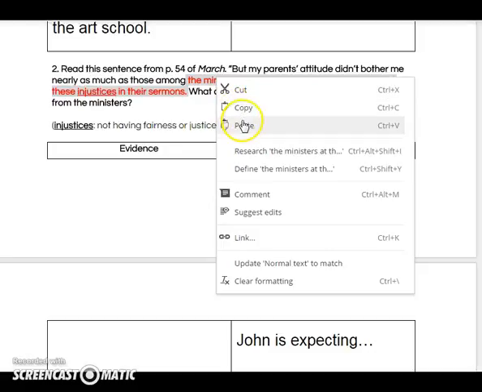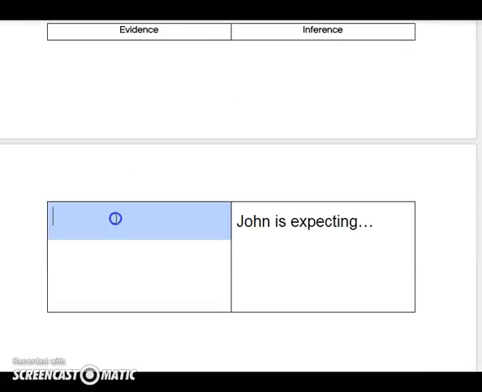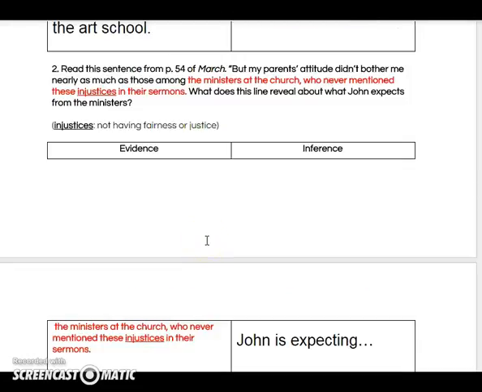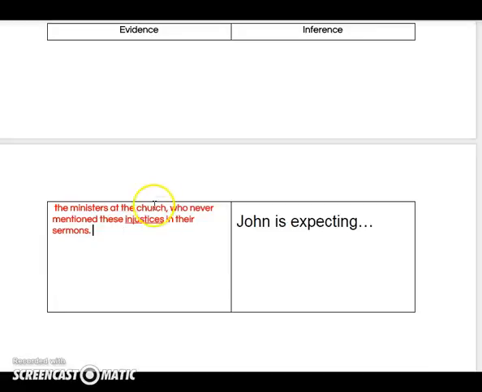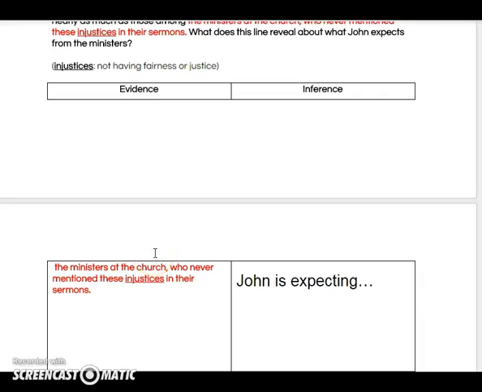I'm trying to make an inference about what John is expecting from them. The ministers at the church, who never mentioned these injustices at their sermon. So I'm seeing from my evidence, my parents' attitude didn't bother me as much as those amongst the ministers. So we know John is bothered by the ministers' attitude. So that's kind of telling me that John is expecting the ministers to do something different than what they're doing right now. Well, what are the ministers doing right now?